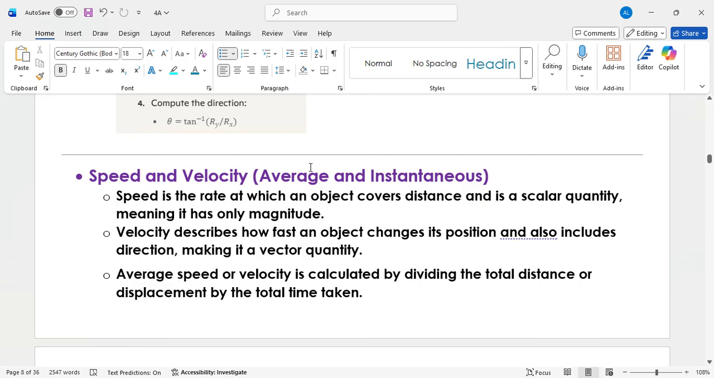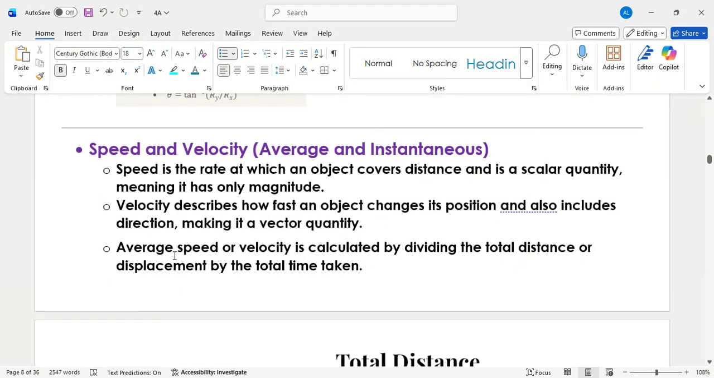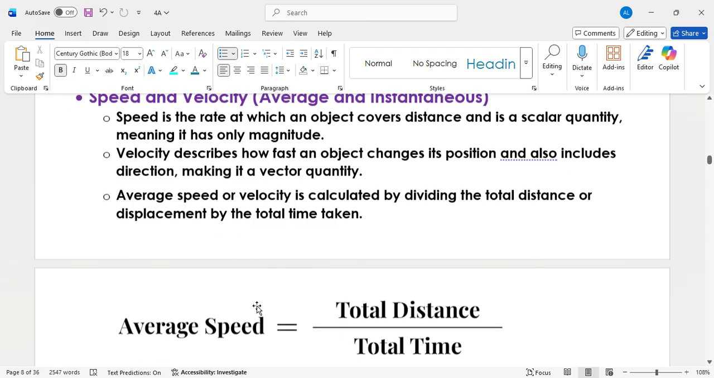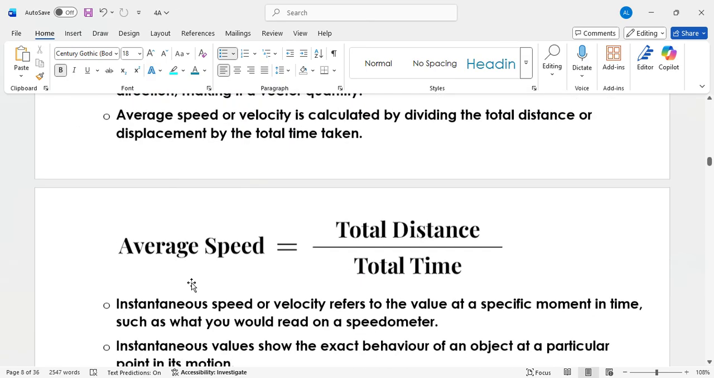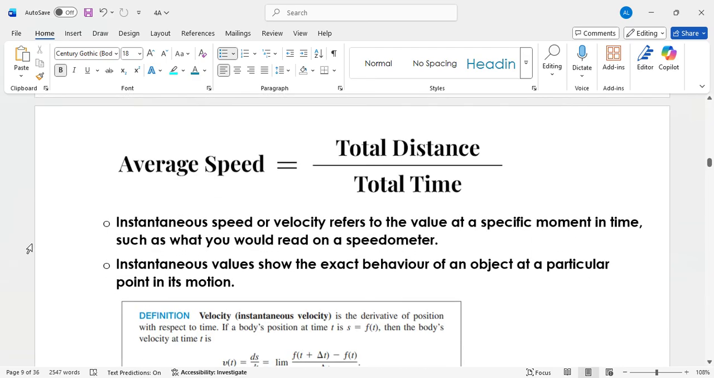Speed and velocity, average and instantaneous velocity. Speed is the rate at which an object covers distance and is a scalar quantity, meaning it has only magnitude. This is not displacement. This is not velocity. Velocity is a vector. Velocity describes how fast an object changes position and also includes direction, making it a vector quantity. Average speed or velocity is calculated by dividing the total distance or displacement by the total time taken. Average speed is total distance by total time taken.